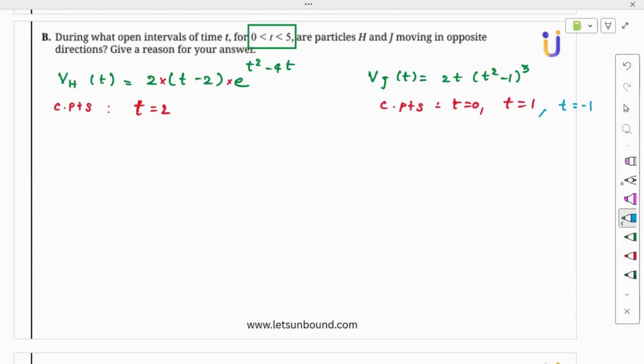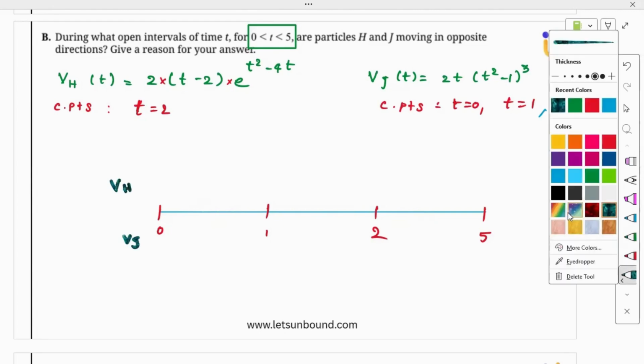Right, and now combine the sign diagram. So make the sign diagram, please, from 0 to 5, and insert your critical points wherever they sit. So 0, 1 and then 2. Correct? Now in the sign diagram, the above part is for VH, below is for the velocity of J. And let's go with the sign diagram now.